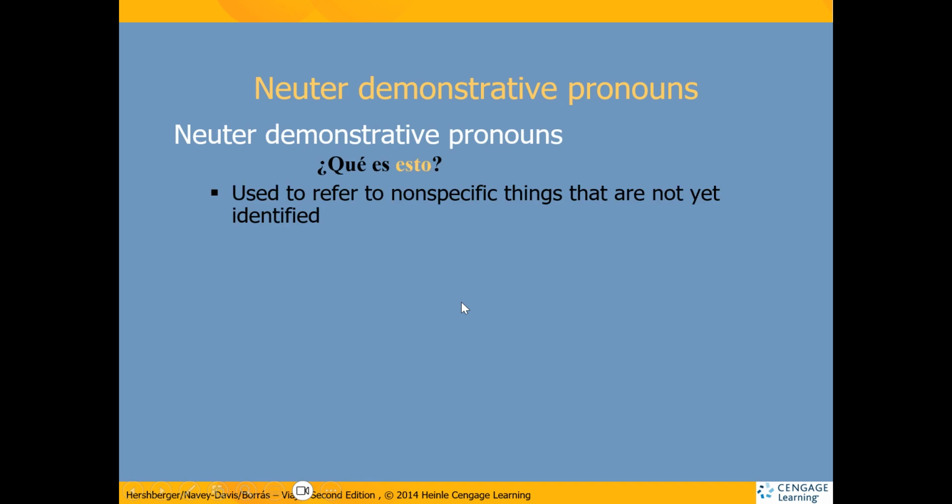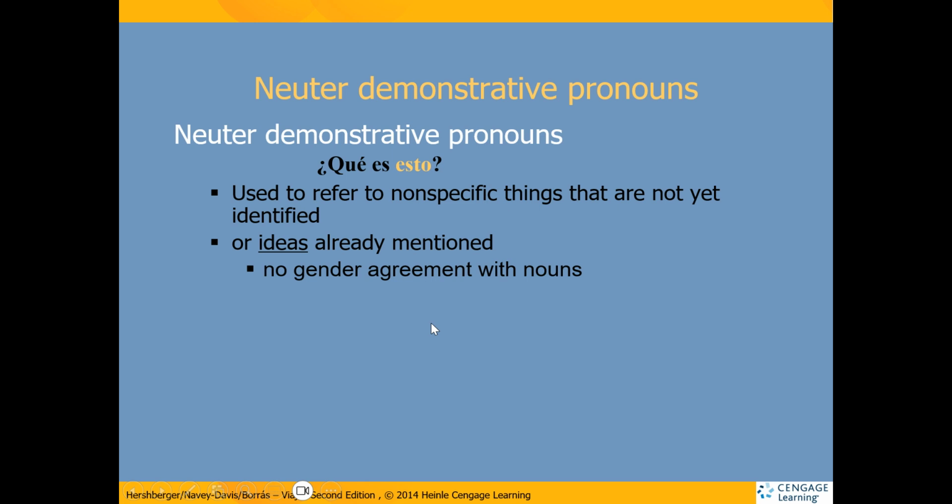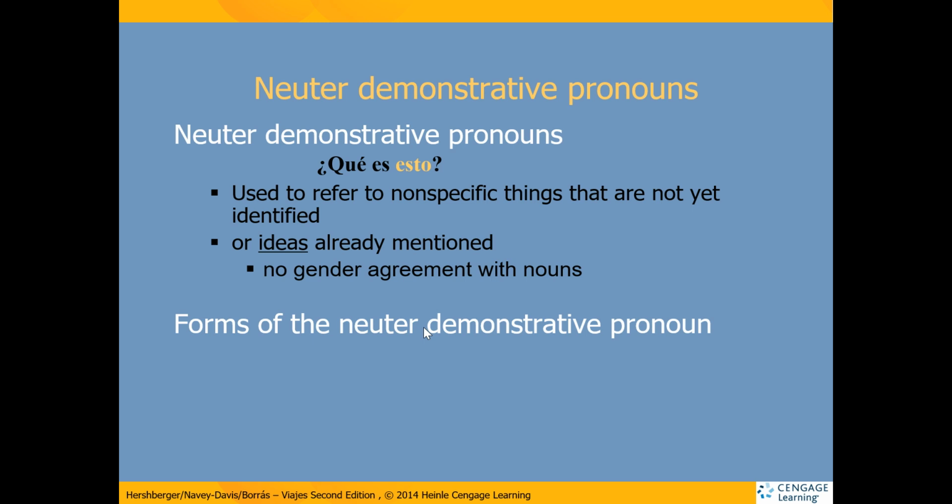I'm looking at the neuter demonstrative pronouns. What are the neuter? Neuter is just referring to non-specific things that are not yet identified, which means when your mom says, what is this? She's not really referring this to a feminine or masculine noun. She's just saying this, right? So it's just to refer to non-specific things or ideas already mentioned, or there's no gender or agreement with nouns. Like for example, if I'm looking at the window and I'm talking about something way over there that I can't identify what it is, well, I can't even know if it's feminine or masculine.